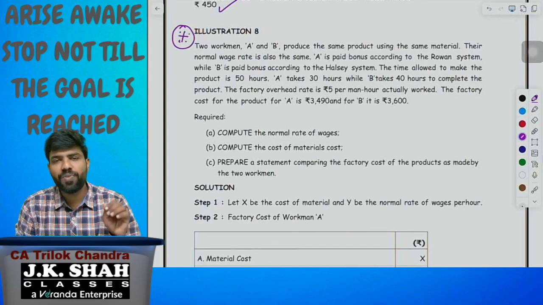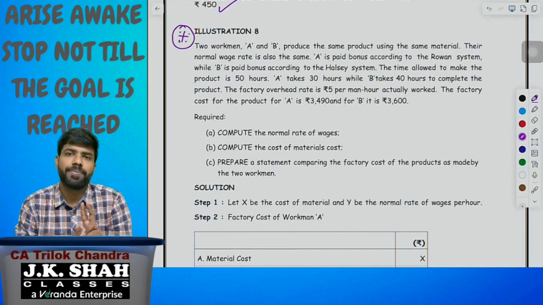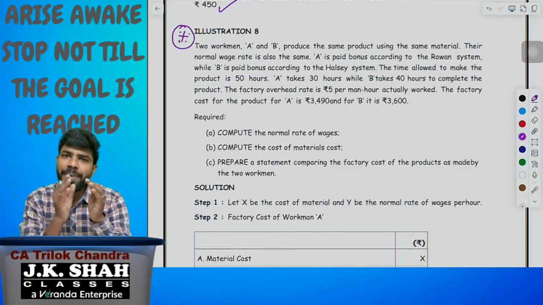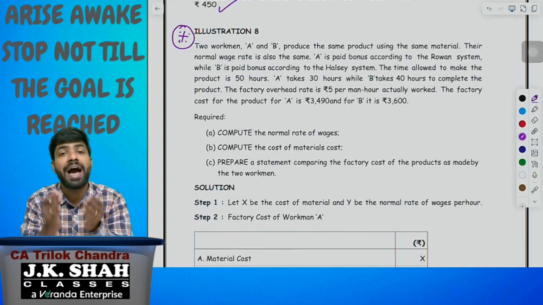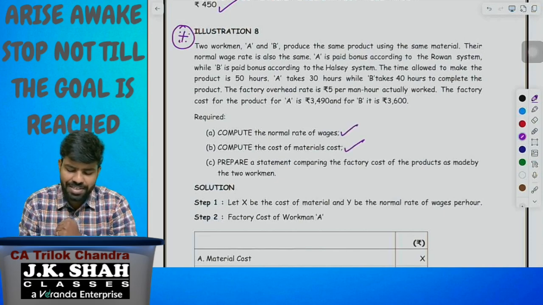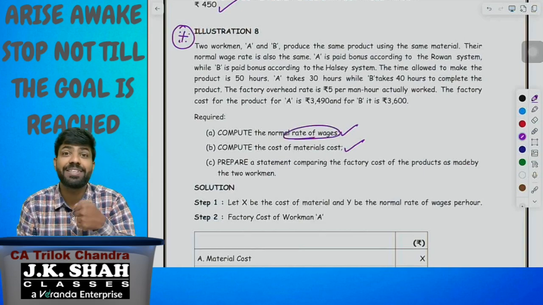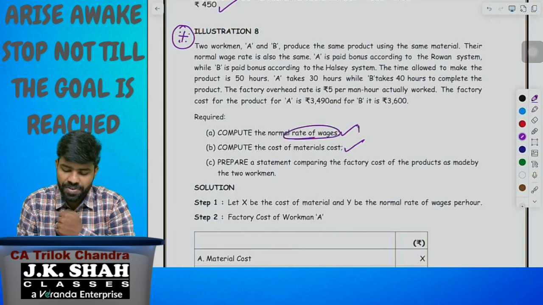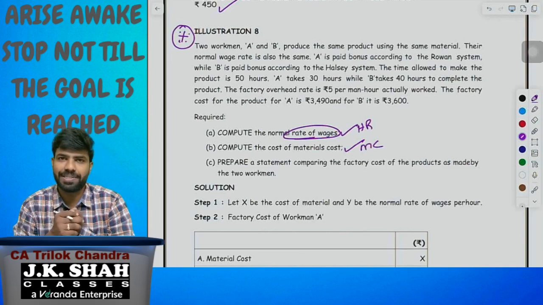In this question, we have to form equations to solve it. They have given you information about the two workers but have left out the material cost per unit and the hourly rate. The requirements are to calculate the hourly rate, which is the normal wage rate, and the material cost. These are the first two requirements.